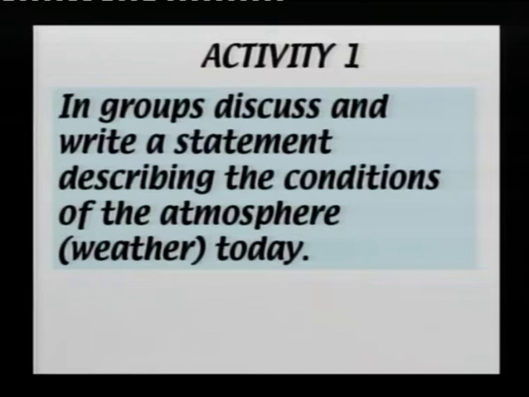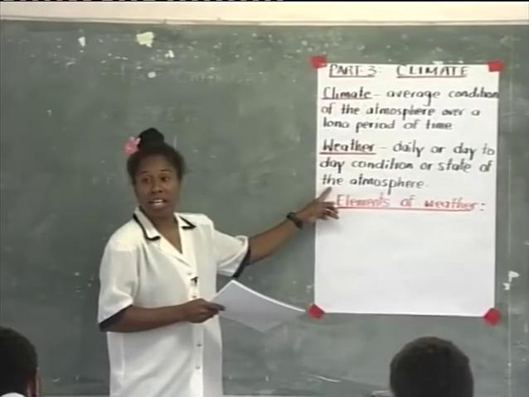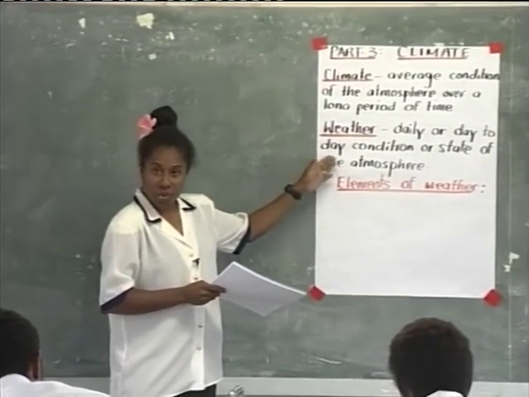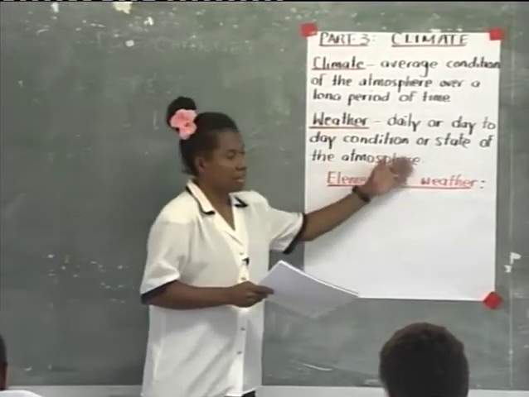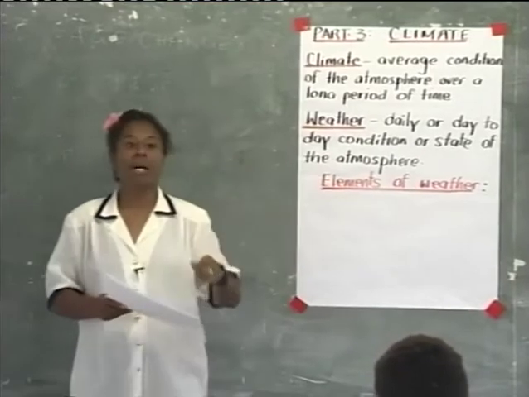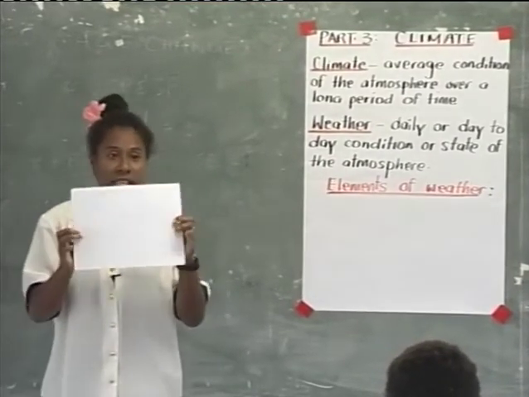Then what we'll do is we'll go right around the class and we will try to find out what you have actually written in terms of your statement describing the condition of the atmosphere. Remember, when we're talking about the weather, we are looking at the daily or day-to-day condition or state of the atmosphere. After we do this activity, we'll move on to the next activity, and that is to look at the elements of weather that you might have discussed from your presentation.